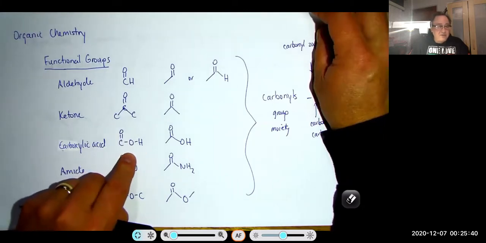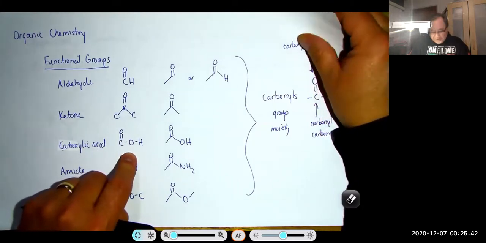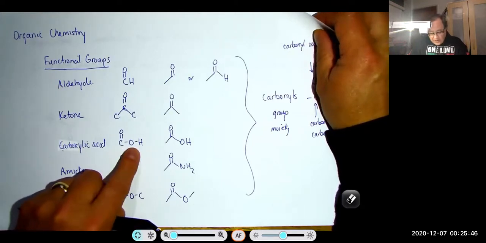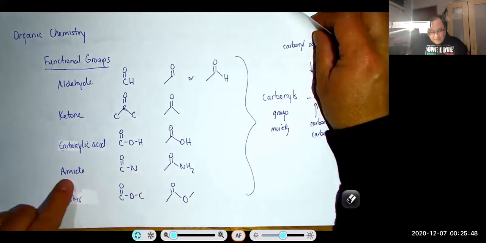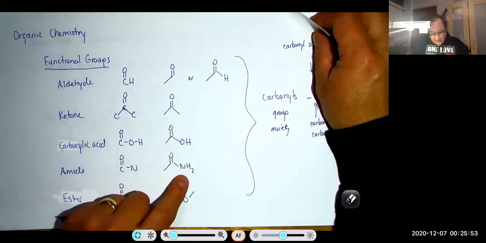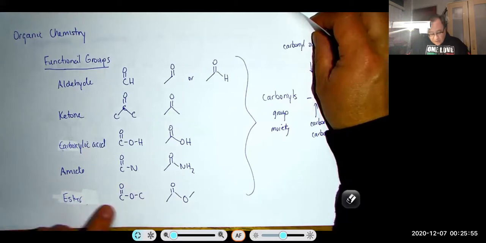This is a common feature in very weak acids. So the carbonyl carbon is bonded to an OH. And here you have an amide where the carbonyl carbon is bonded to a nitrogen. And in the ester, the carbonyl carbon is bonded to an O, then another carbon.